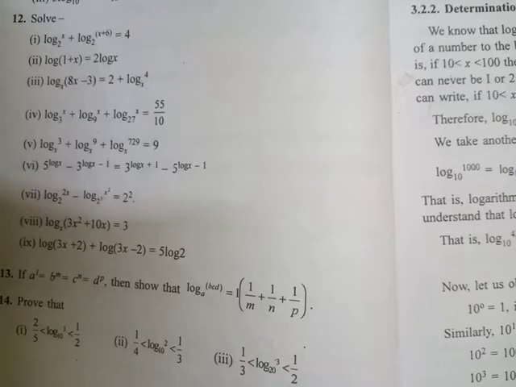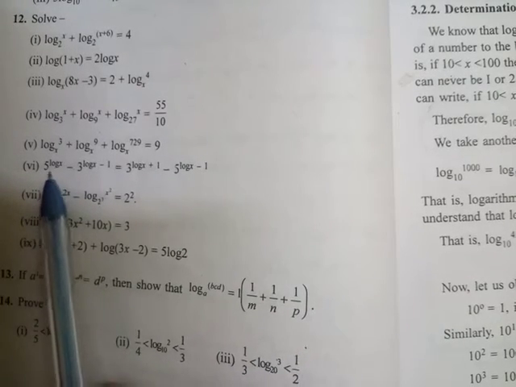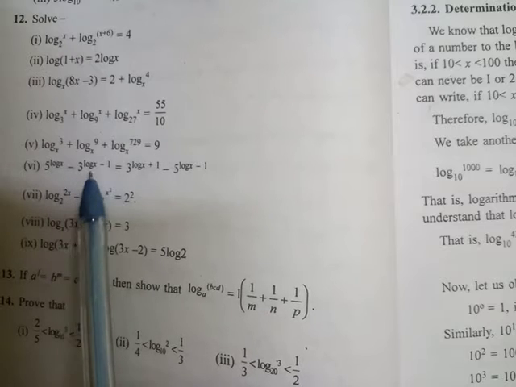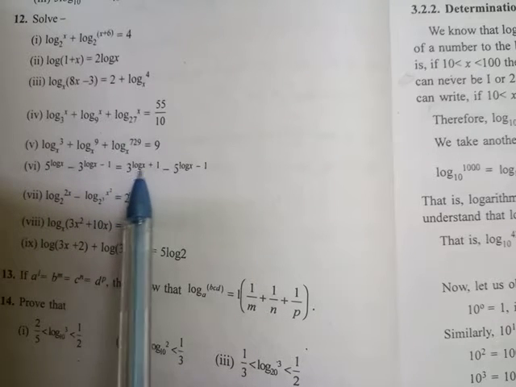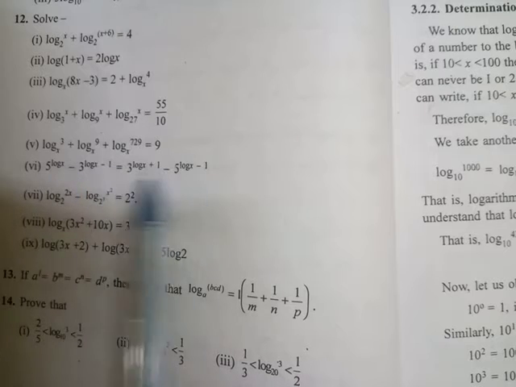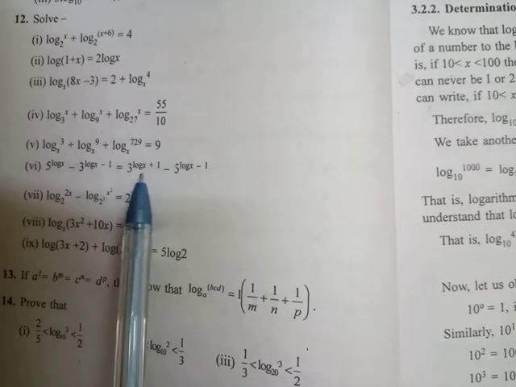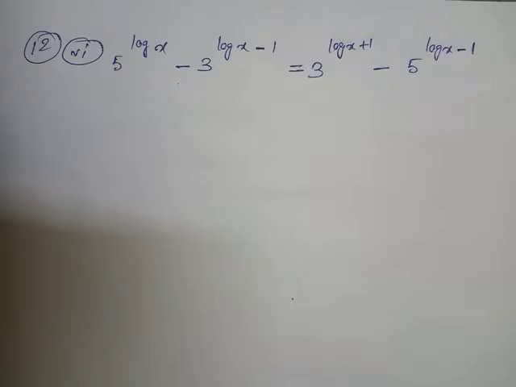Student, now look at the next question. 12 Roman 6: 5 to the power log x minus 3 to the power log x minus 1 equals 3 to the power log x plus 1 minus 5 to the power log x minus 1. This is the question, and from this we have to solve first and find out the value of x. So let's have a look at how to solve this one.